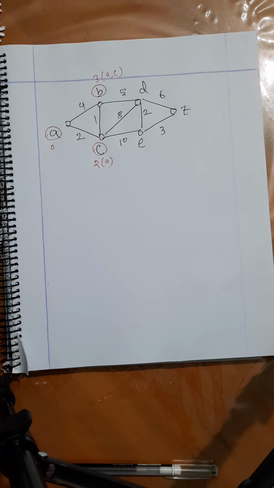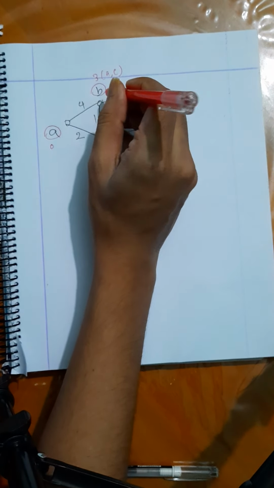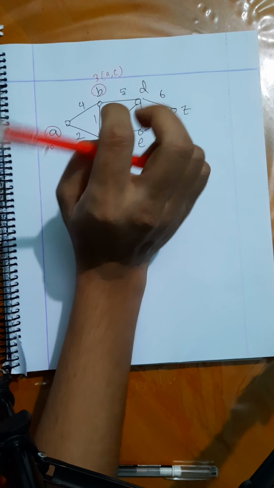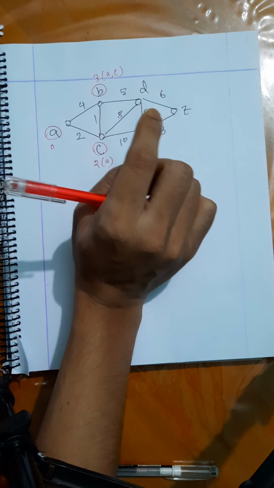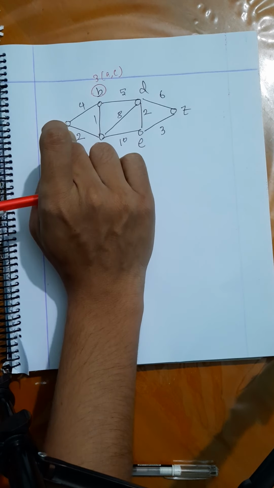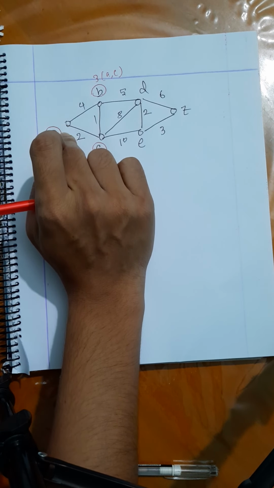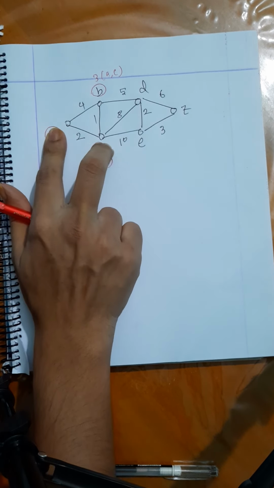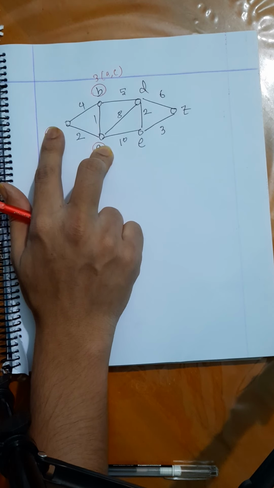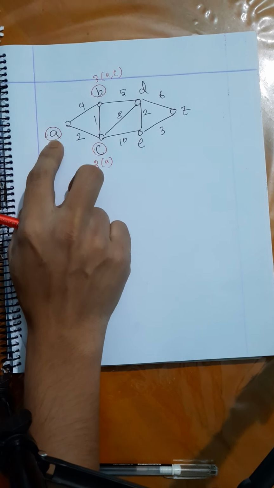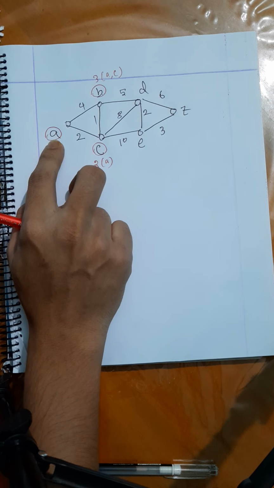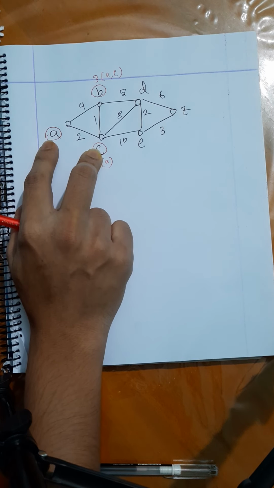So now we are working with B. From B, where can we go? We can go to A, obviously, but we are not going to A anymore because A and C are done already, so we will not consider them anymore. Going to A basically means we are checking for another shortest path than previously assigned, but A and C are done already.